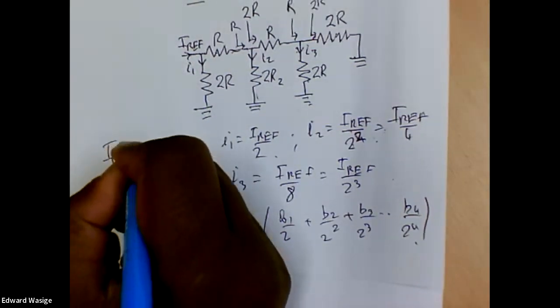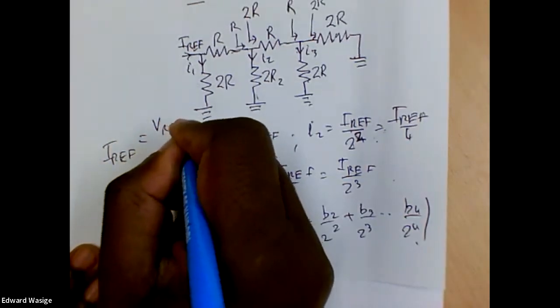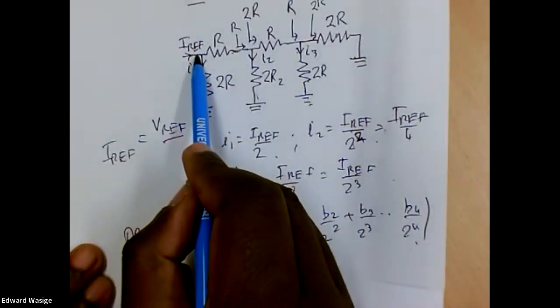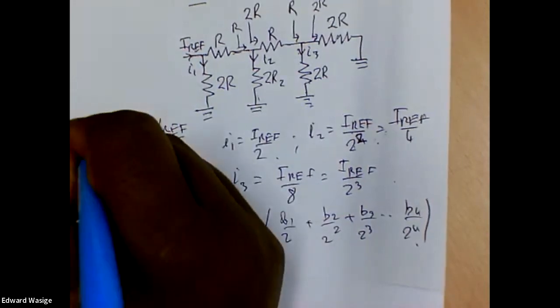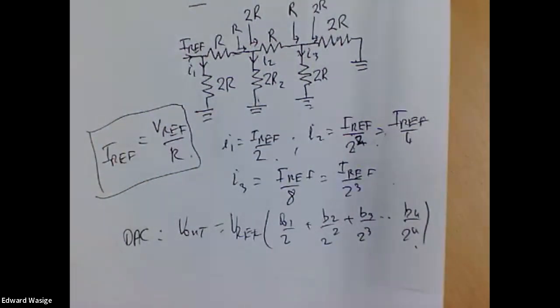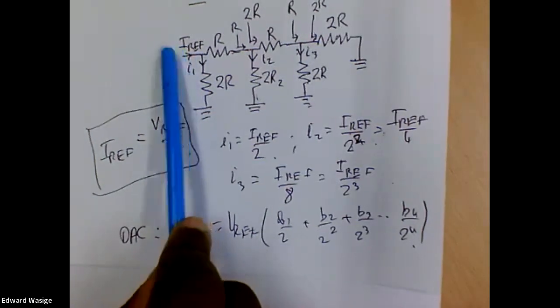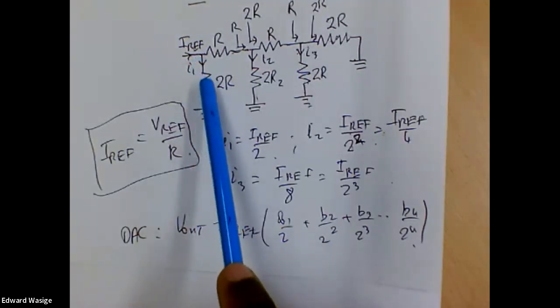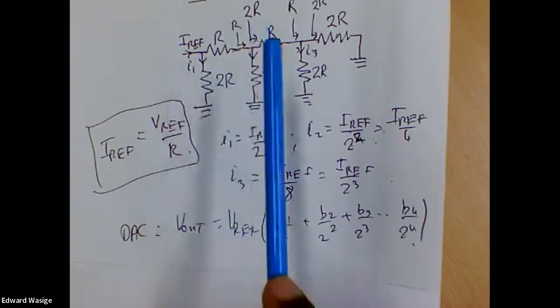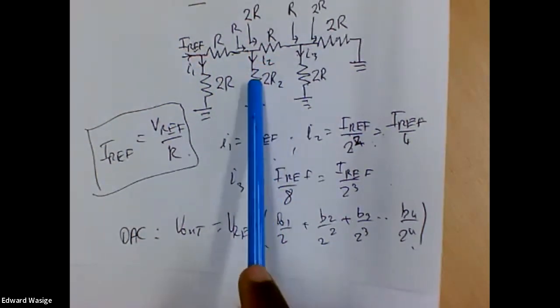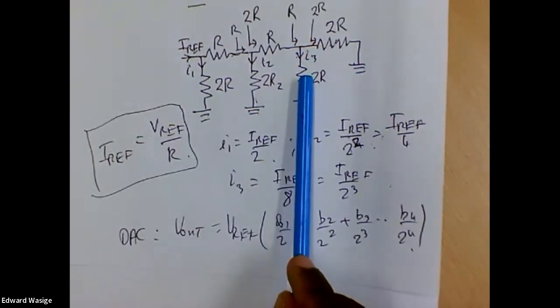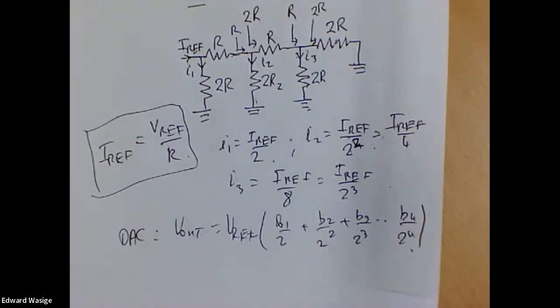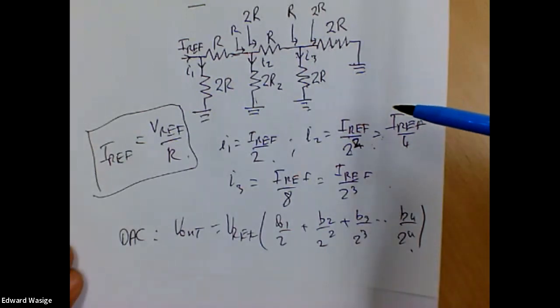And IREF in terms of VREF: I think the total resistance there is R, so IREF will be given by that for the circuit which I have there. If Vref is there, the total resistance we see is R, and so the reference current will be that, and half of it will come through this branch. The second half, a quarter of it will go through this branch, and an eighth of the reference current will go through the third branch. So with that, we are ready to draw the schematic.